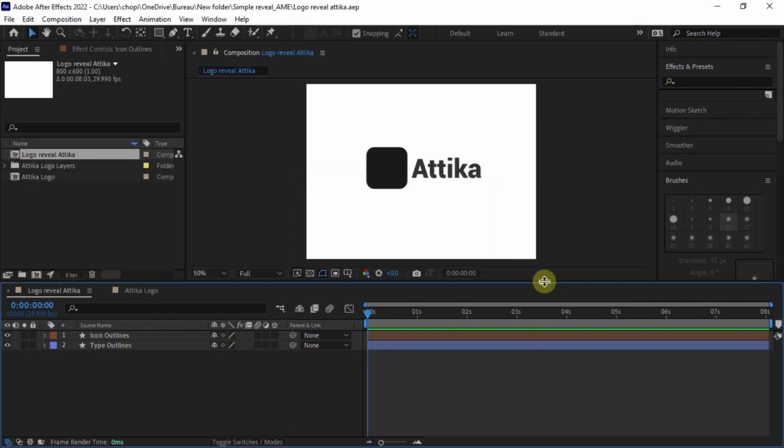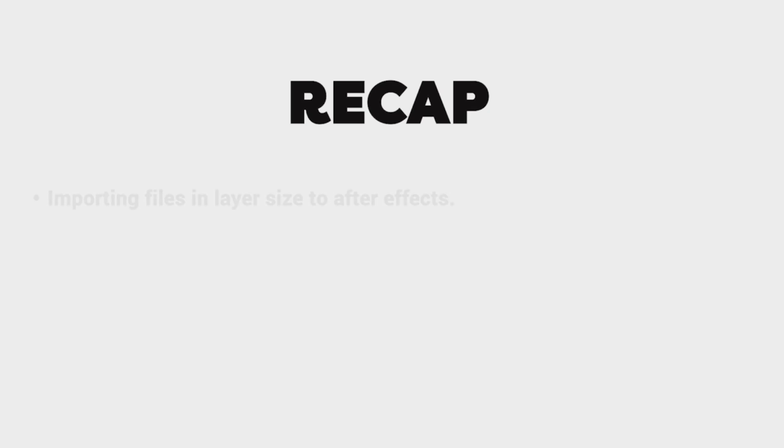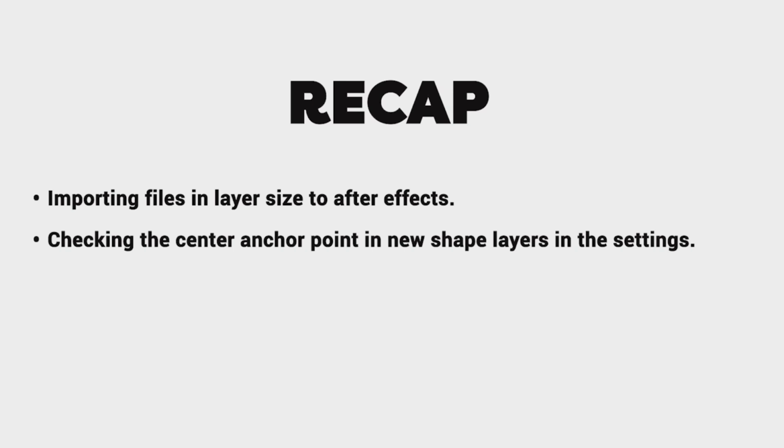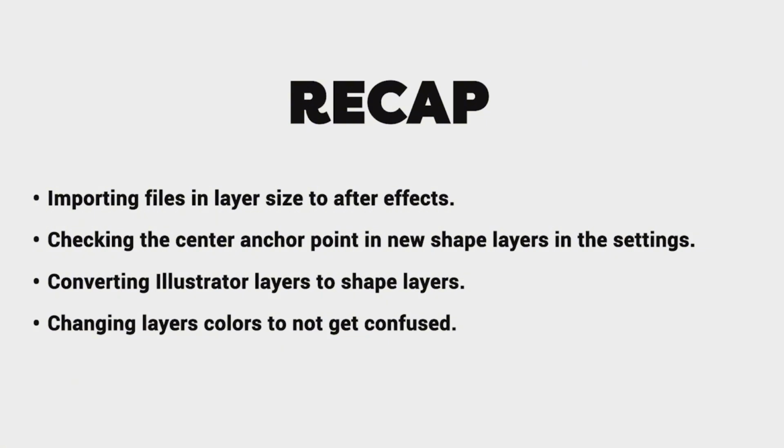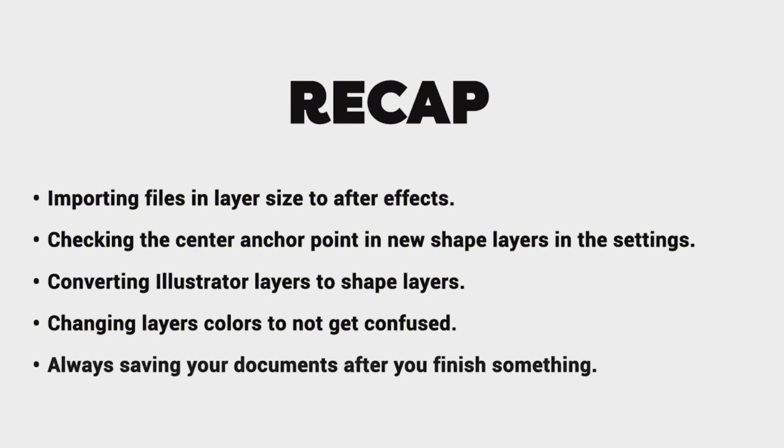Okay guys, so that's it for this lecture. So recap highlights. In this lecture, we imported files to After Effects. We adjusted the general settings. We converted Illustrator layers to shape layers for more animation options and freedom. We changed the layers colors to not get confused, and we saved our project. Up next, we will make our first logo animation.